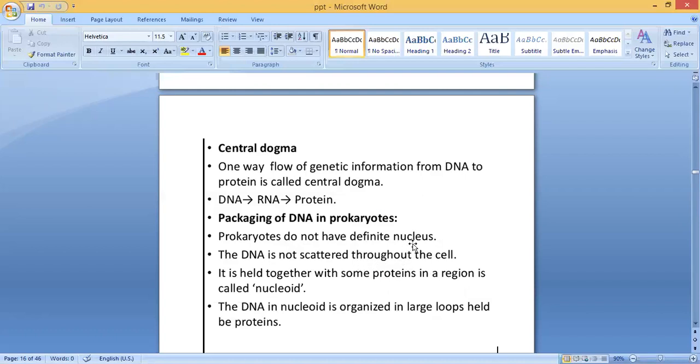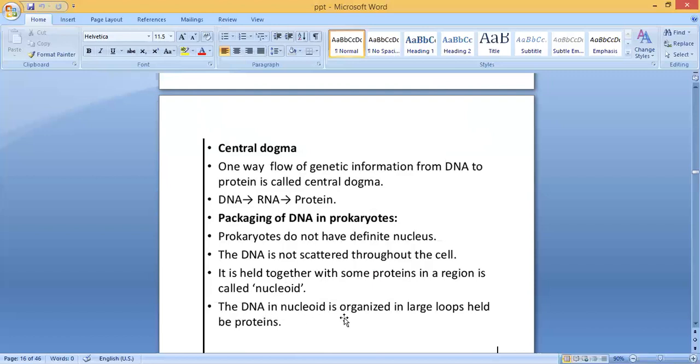Usually we learn that inside the nucleus we can see the chromosomes, and in the chromosome we can see the DNA. But here they don't have a definite nucleus. So DNA is not scattered throughout the cell. Then where is it? It is held together with some proteins in a region called the nucleoid.